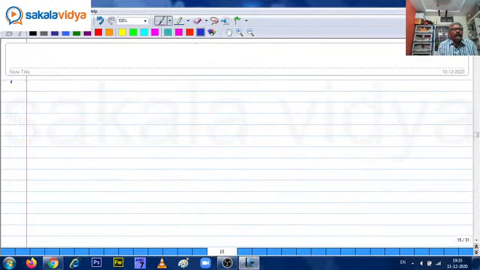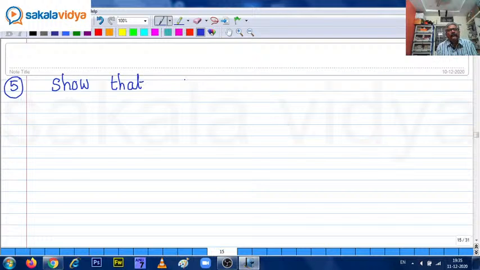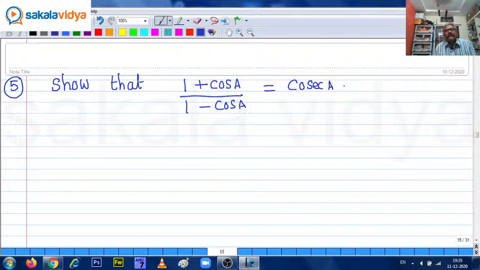Okay, fifth one. Show that 1 plus cos A upon 1 minus cos A equals to cosec A plus cot A whole square. Okay, can you prove this one?